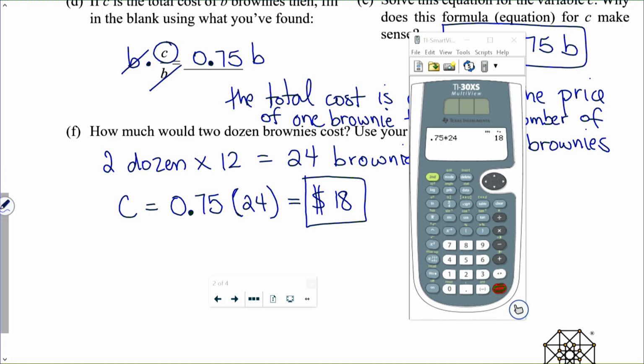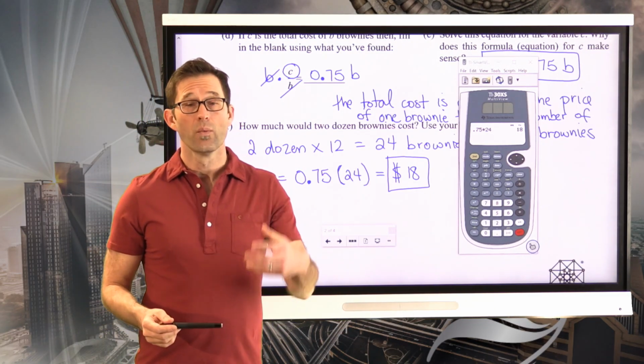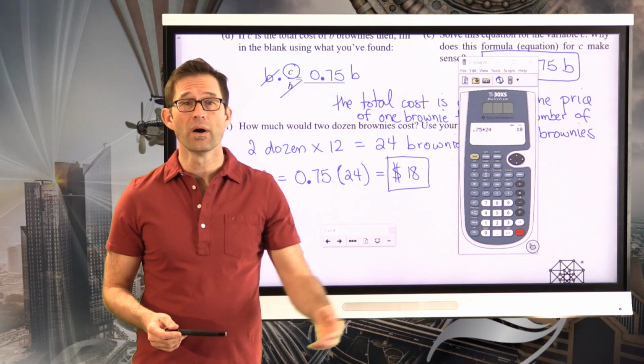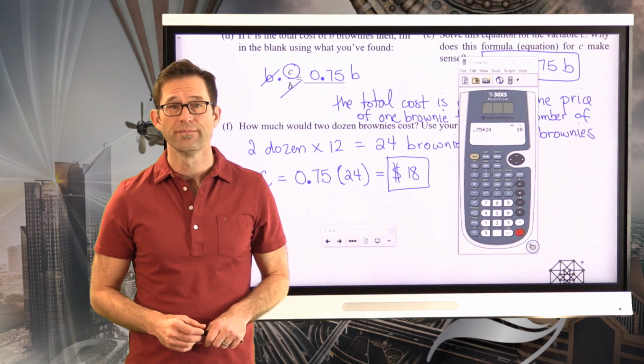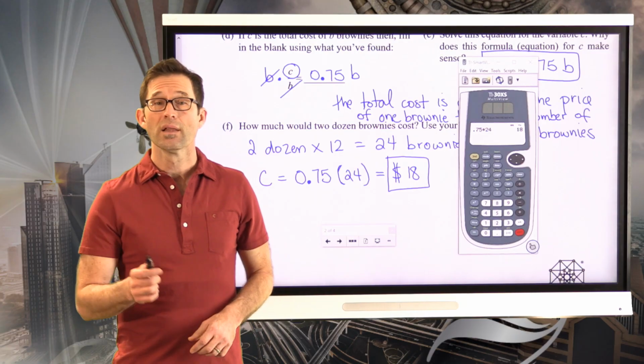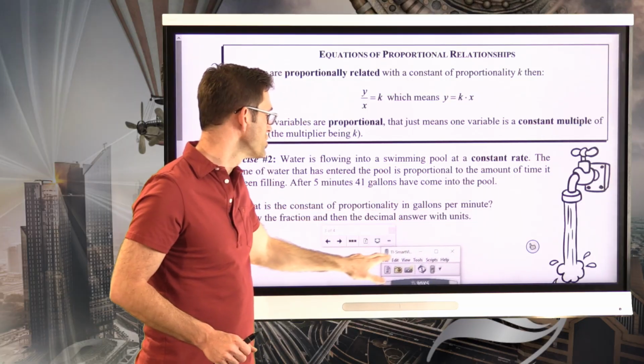And that's really why we wanted an equation like that, right? We'd want an equation like that simply so we could then tell customers, oh, if you buy this many, this is how much it's going to cost you. This many, this is how much it's going to cost you. All right, let's keep going and do more work with proportional relationships.